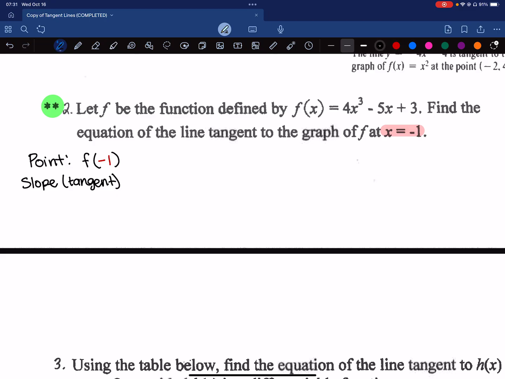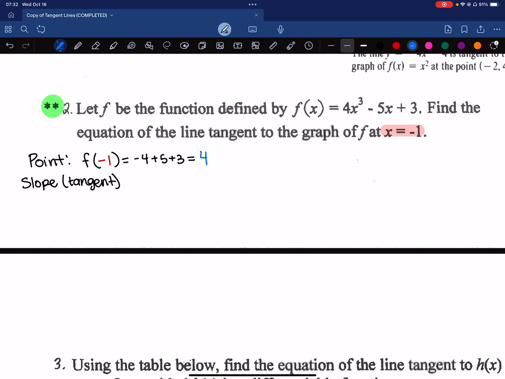So f of -1 is equal to what? If we plug in -1 for every single x, what would we get? Well, we would get negative 1 to the third power, which is negative 1. Okay. Negative 1 times 4 is a negative 4. Negative 5 times negative 1 is plus 5. And we have plus 3. So negative 4 plus 5 is 1, plus 3 is 4. So we get the point of 4. So we have the point negative 1, 4.